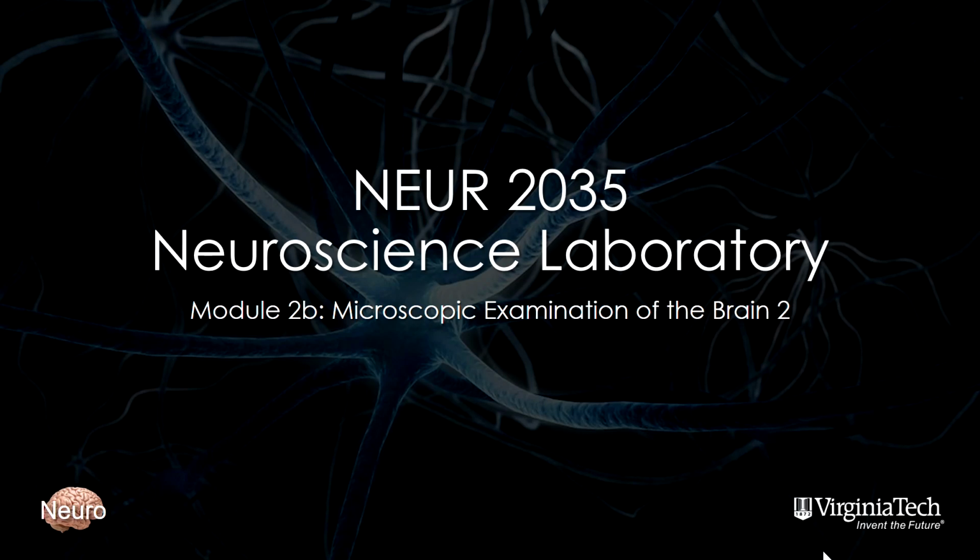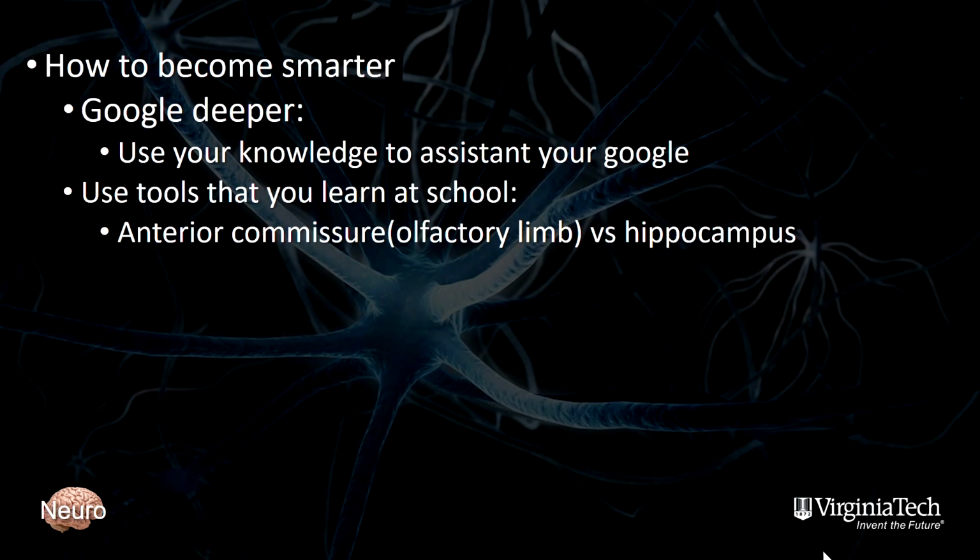And before we talk about this module, let's talk about how to become smarter. There are two ways that you can become smarter, at least from my perspective. First one is to Google deeper, and second is to use the tools that you learn at school. Google deeper means to use your knowledge to assist in your Google. This is really a name that I invented. Now let's take a look at an example.